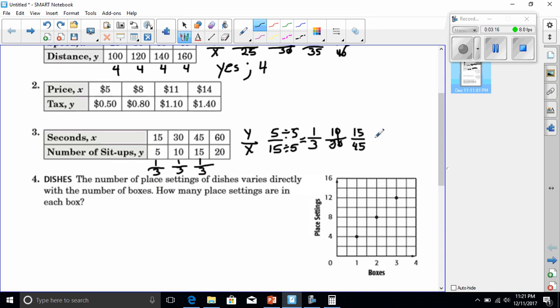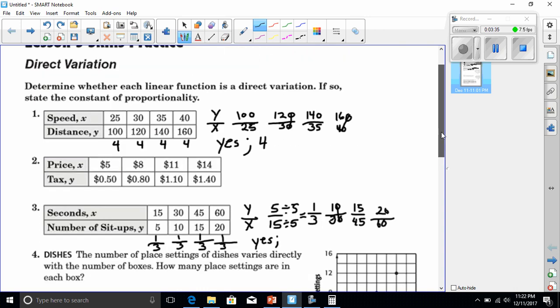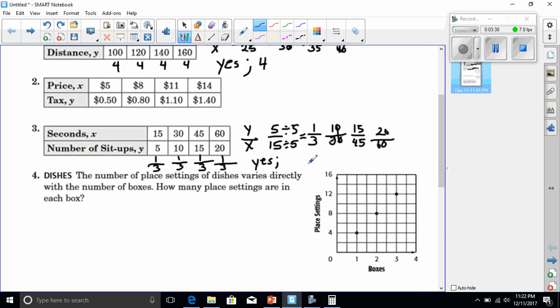And now we have 20 over 60. And I think we all are figuring out that 20 goes into 60 3 times, so it's 1 over 3 again. So this one is going to be yes as well. And my constant of proportionality is going to be 1 over 3.